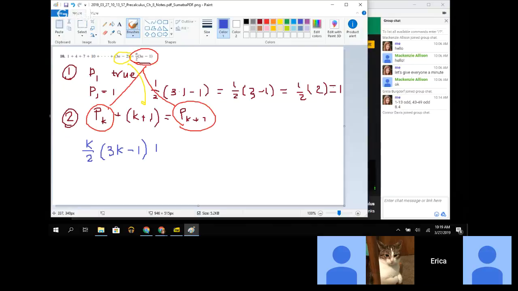And I'm going to leave that middle part blank. And then I need to know what happens when I add it to the next one. So it's going to be k plus 1 divided by 2 times 3 times k plus 1 minus 1. So these two terms, the P sub k and P sub k plus 1, are like when you add them all together, what do you get? So we have when you add the first k, what do you get? And when you add the next term, k plus 1, what do you get?